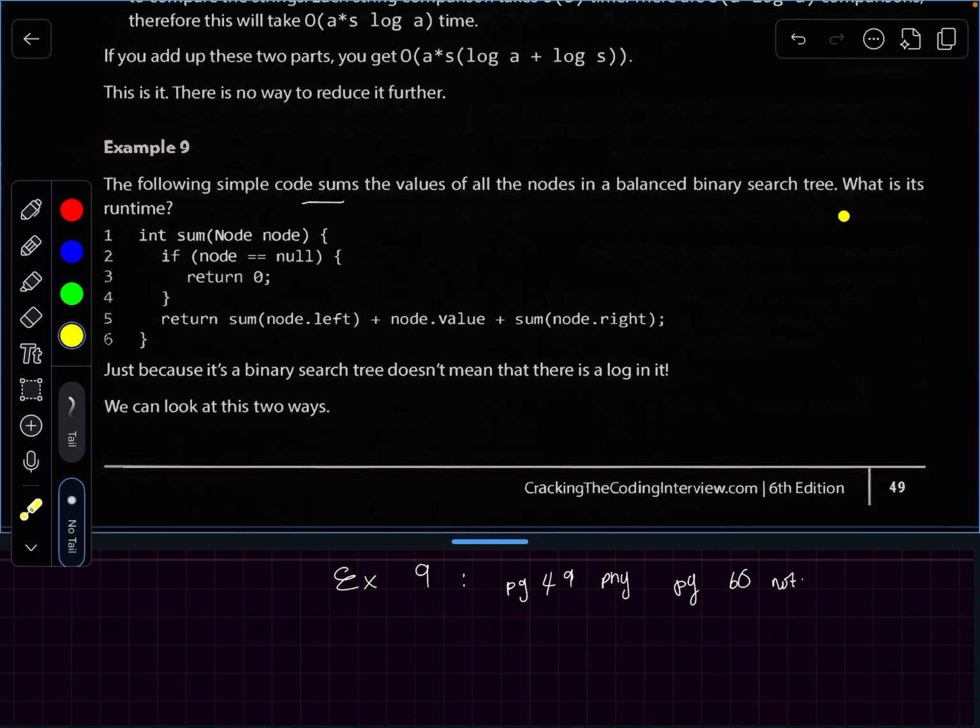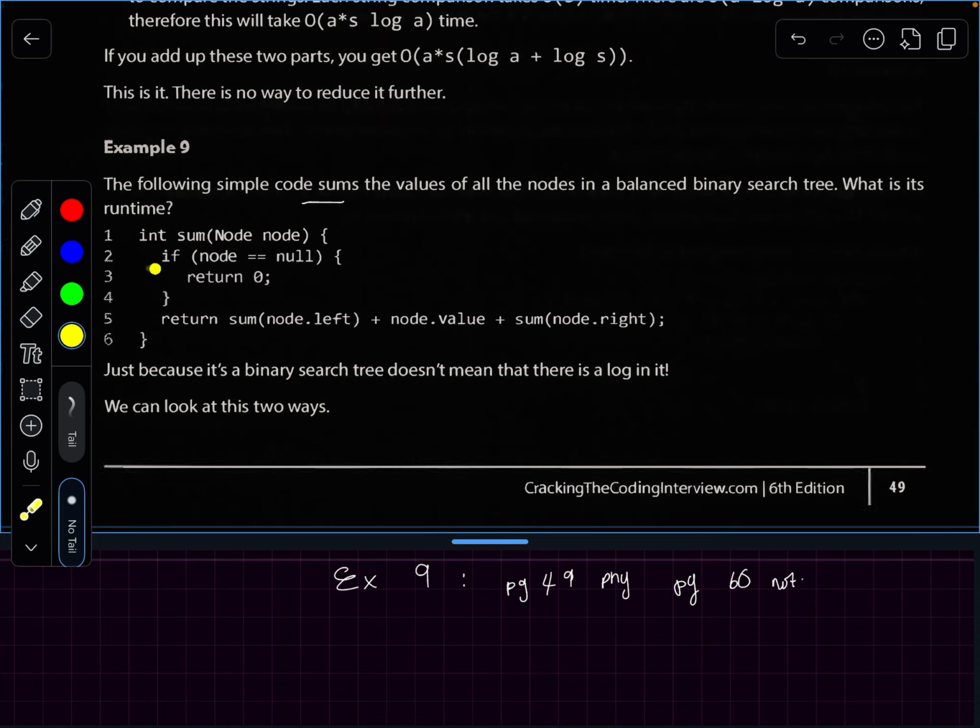Sorry, I'm also using the physical textbook, so apologies for the background noises if it's irritating. We did a binary search tree on page 44 of Cracking the Coding Interview. What is its runtime? Okay, so this is the code right here.